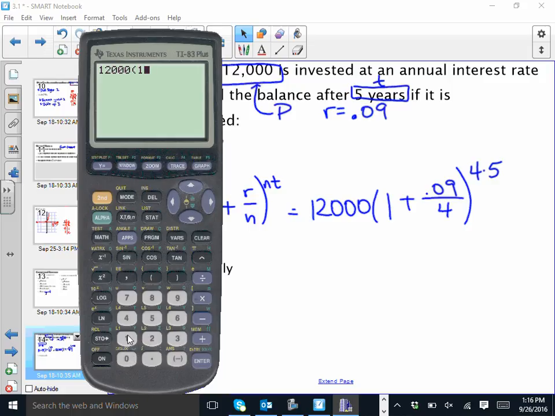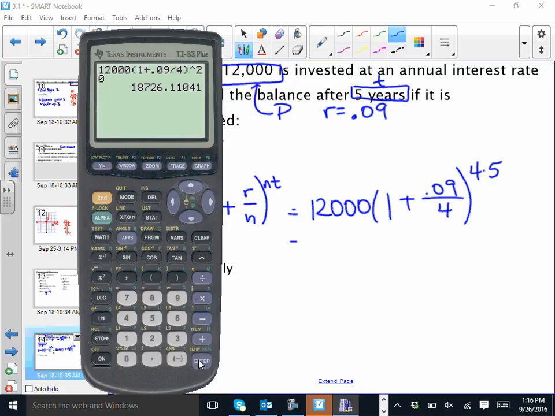12,000 times 1 plus 0.09 divided by 4 raised. You can't put 4 times 5 as your power. You have to put 20 or parentheses 4 times 5. But I think we can take 4 times 5 in our head and be okay. All right. So after 5 years, our investment is now $18,126.11.